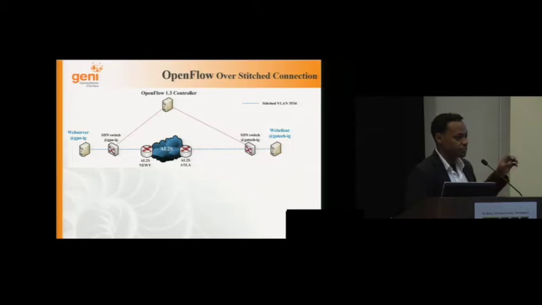And right now at both sites, we're supporting OpenFlow 1.3. And using the GENI AM API, we could actually provision a connection such that the connection is controlled by our SDN 1.3 controller. So the question is, how do we actually go about and inject this particular security service into our experiment?